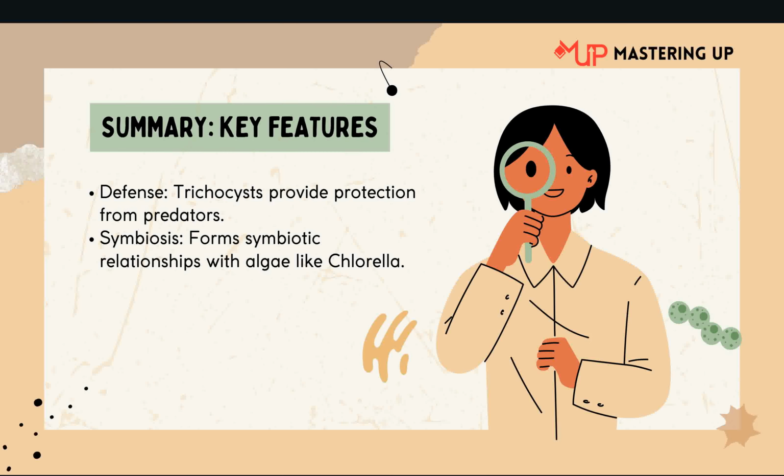Not to forget these key features, defense. Trichocysts provide protection from predators. And symbiosis: paramecia form symbiotic relationships with algae like chlorella.